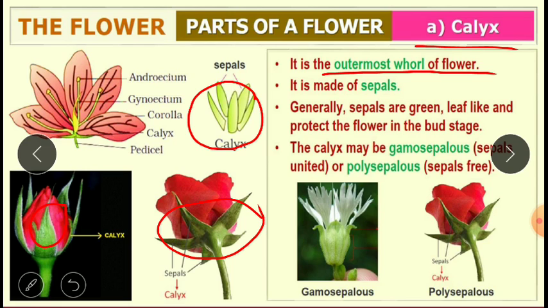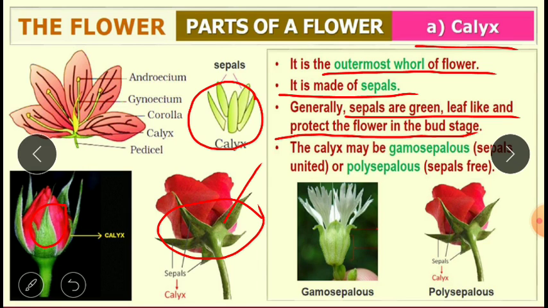Each of the member of the calyx is known as the sepal. So if many are there, they are known as the sepals. So the calyx is made of sepals. Generally, sepals are green, leaf-like, and protect the flower in the bud stage. So when it is present in the bud stage, it is going to be protecting the flower.